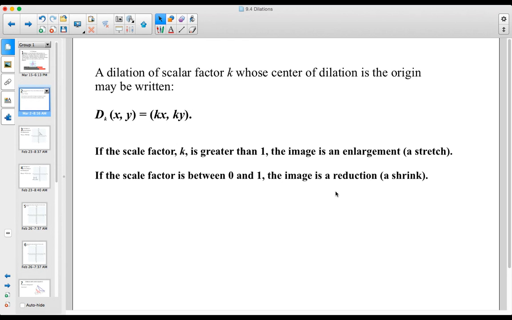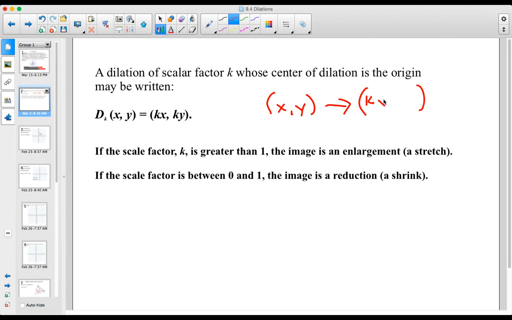A dilation of scale factor k, whose center of dilation is the origin, may be written like so. A lot of times we've been using rules, and here's how we would write the rule for something like this. We would say (x, y) maps to (k times x, k times y). We could make this little arrow a "maps to." Again, scale factor greater than 1, it's a stretch. Scale factor between 0 and 1, it's going to shrink. It's going to get smaller.